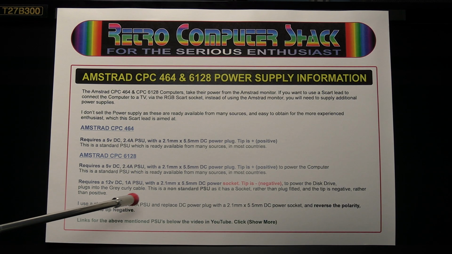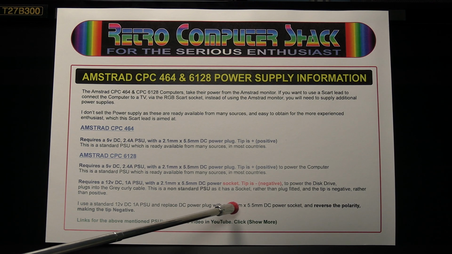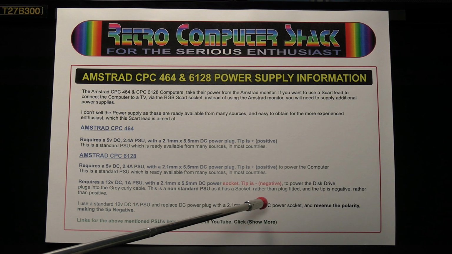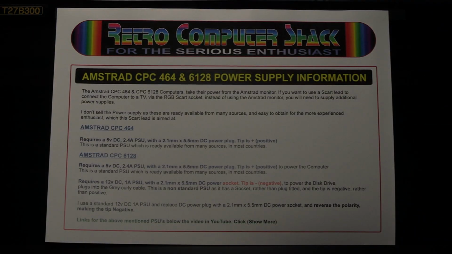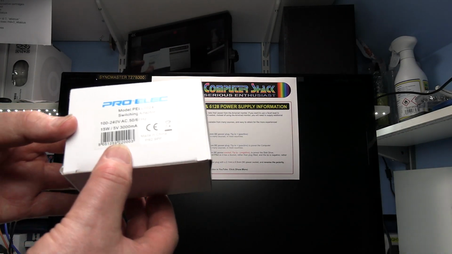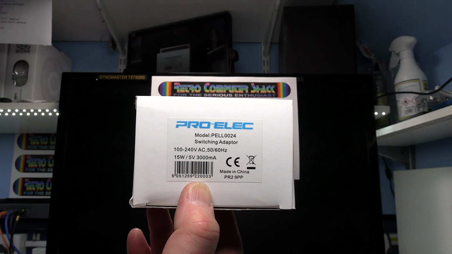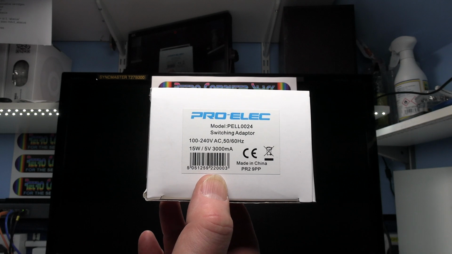I use a standard 12 volt power supply, which I'll give you the information of in a sec, and then cut the DC power plug off and solder on a 2.1 millimeter by 5.5 socket and reverse the polarity, which makes the tip negative. These are the power supplies I'll recommend for this video, just because they're a good balance between quality and price. They're not too expensive. They're not the highest quality, but they're perfectly okay.